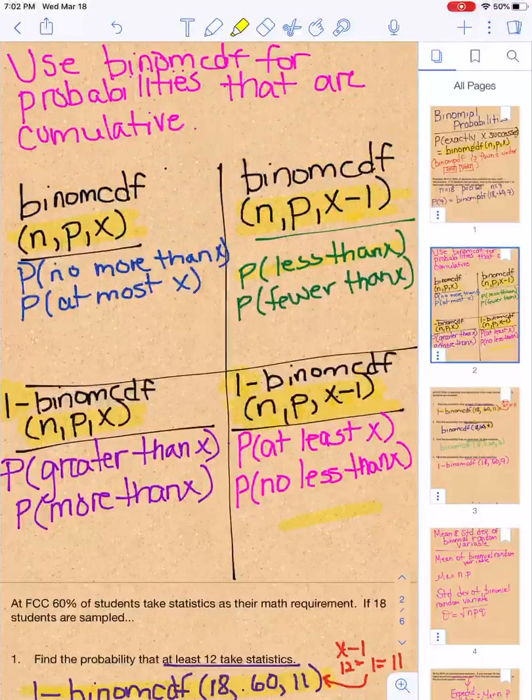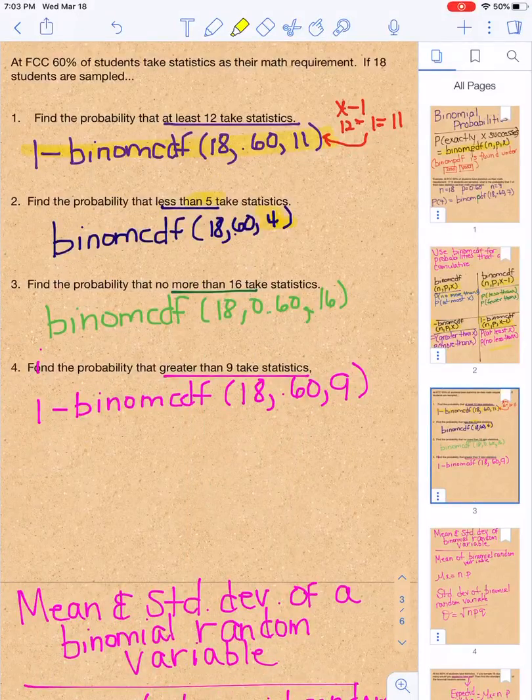Find the probability of no more than 16. So looking at the cheat sheet again, no more than, right here, is just regular N, P, and X. So we have no more than 16. So we actually get to put in 16 this time.